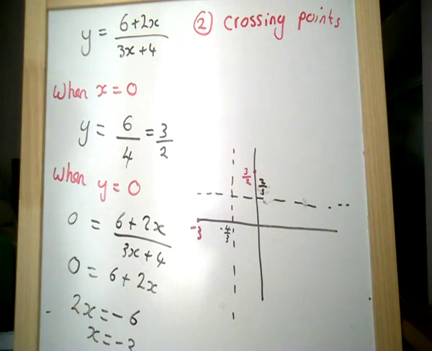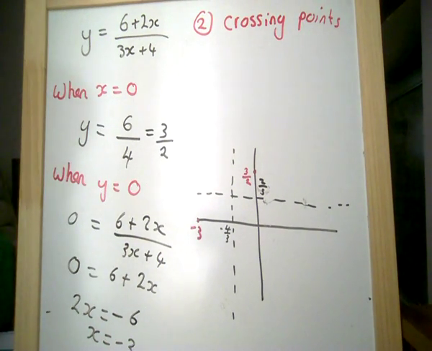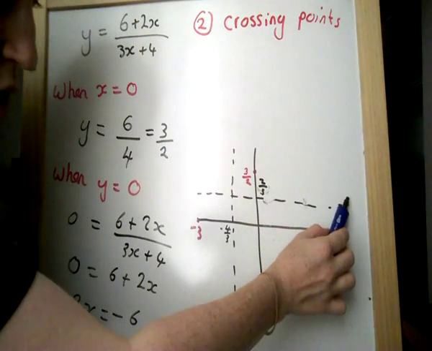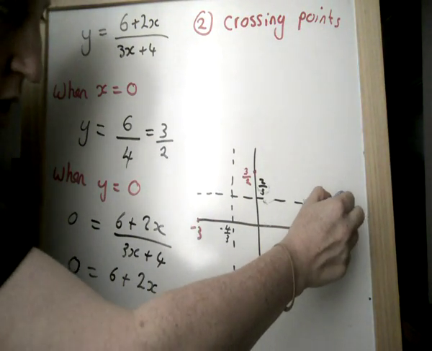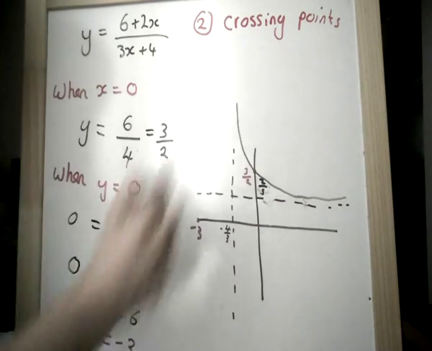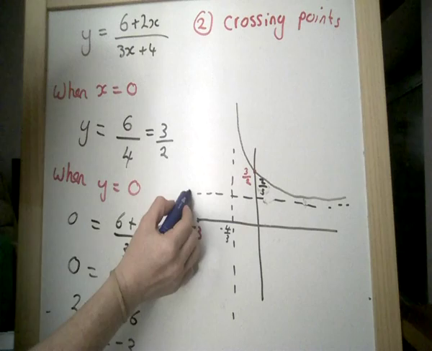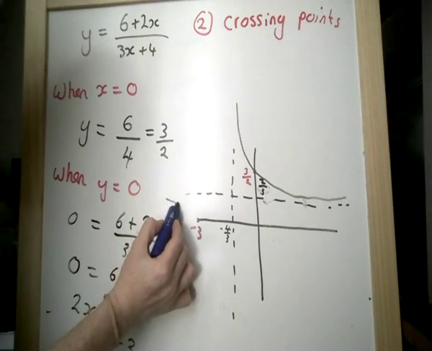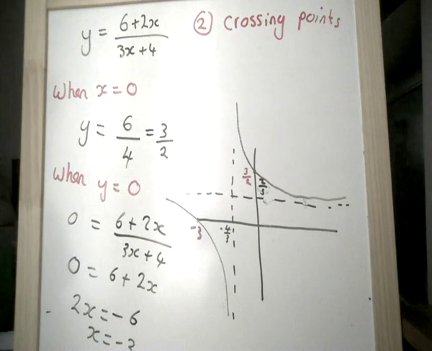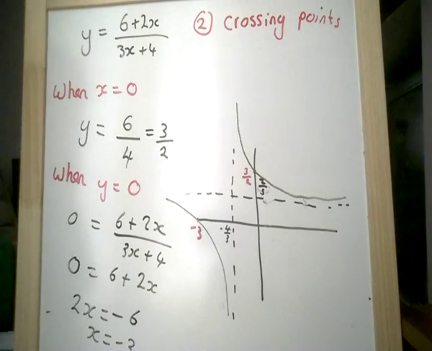Okay, we can have a good idea of the shape of the graph now. It's going to tend to 2/3 when x tends towards plus infinity. It's going to cross here and it has a vertical asymptote there. And then just carry that on a bit, we can see here it would cross here and it would tend towards those two asymptotes. Okay, so there is your graph of y equals (6 plus 2x) all over (3x plus 4).